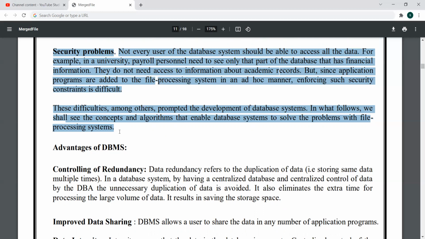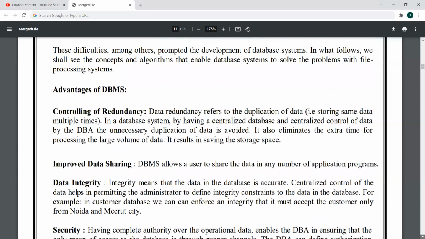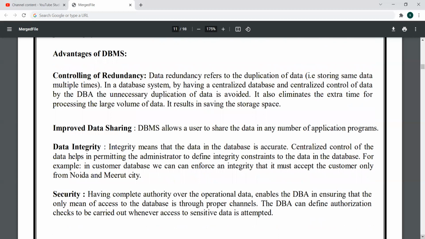In what follows, we will look at the file processing system. Some problems are there in the file processing system, hence the DBMS comes into our picture. Advantages of DBMS. What are the advantages of DBMS? There are many advantages. Controlling of redundancy.